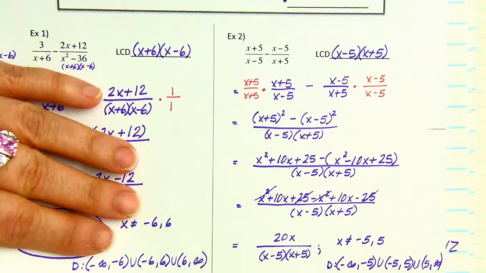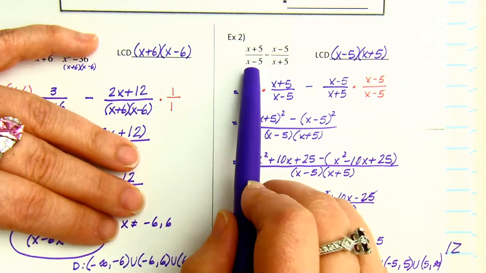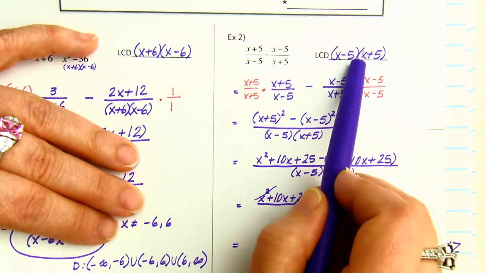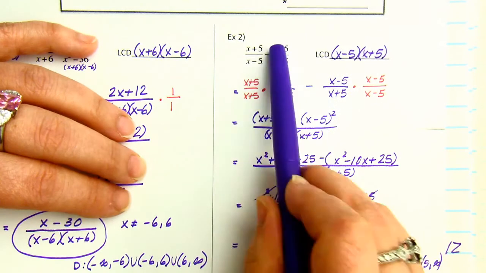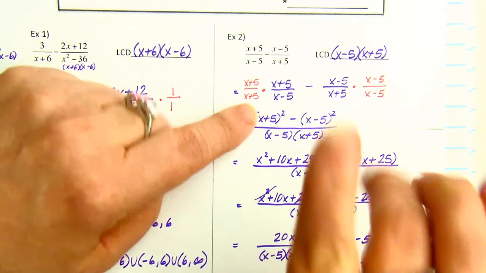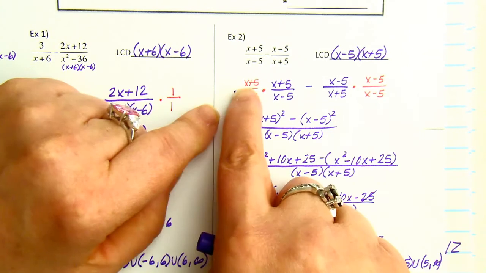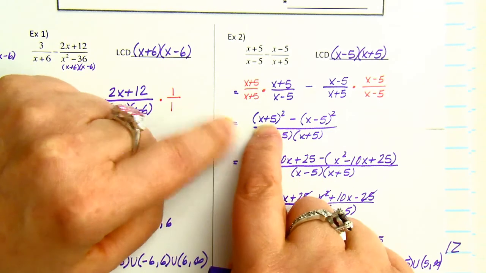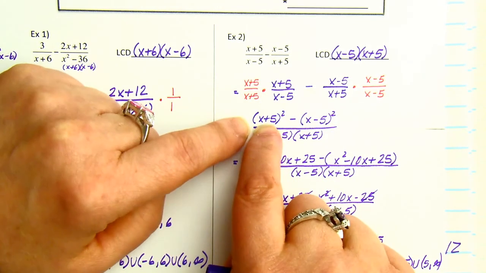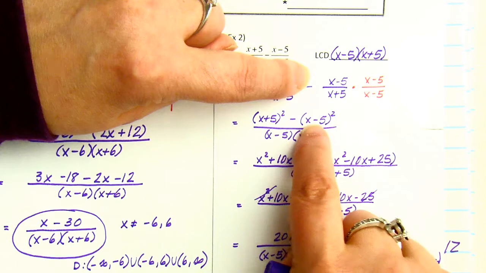All right, so the least common denominator was this times this, x minus 5 times x plus 5. I set up the two original fractions and showed what I was multiplying by to make the denominators the same. This turned out to be x plus 5 times itself, so I wrote it as x plus 5 quantity squared, subtract x minus 5 quantity squared.